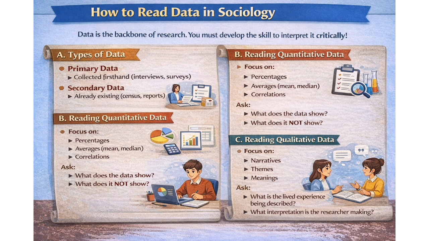How to read data in sociology. Data is the backbone of research. You must develop the skill to interpret it critically. A. Types of data. Primary data, collected first-hand, interviews, surveys. Secondary data, already existing, census, reports. B. Reading quantitative data. Focus on percentages, averages, mean, median. Correlations. Ask: what does the data show?